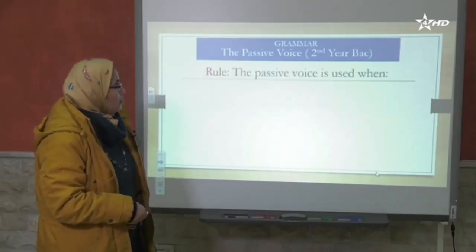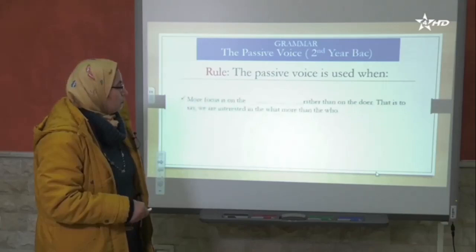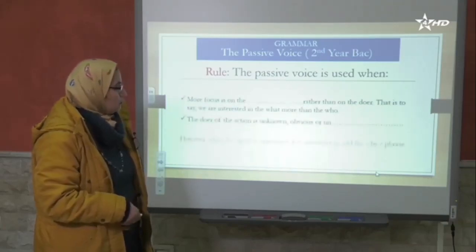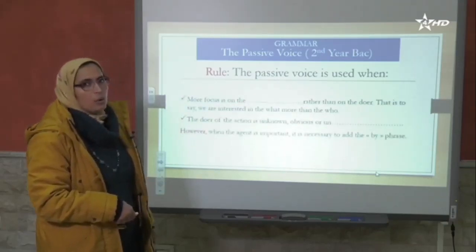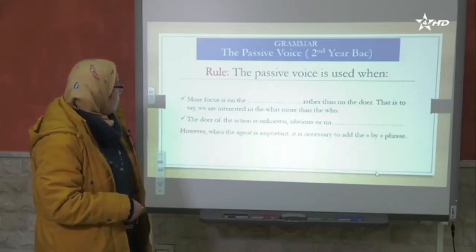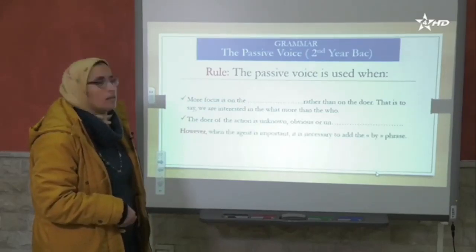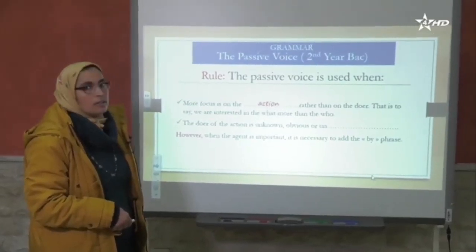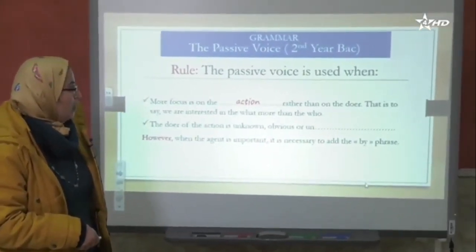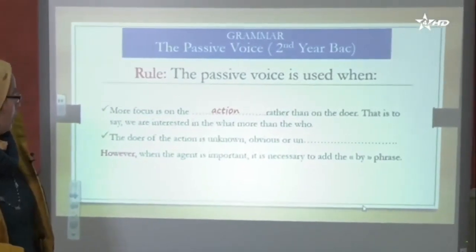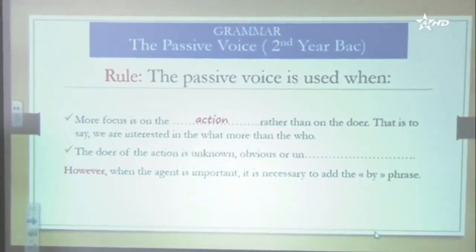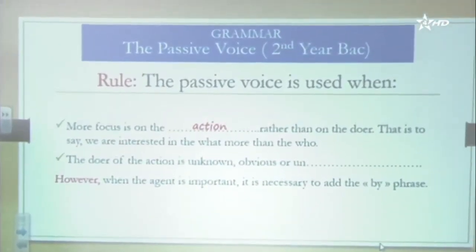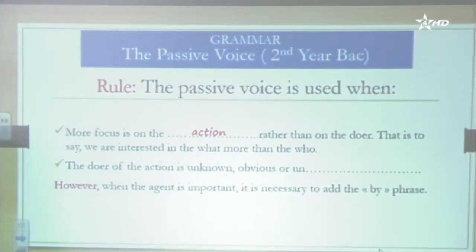The passive voice is used when? So when is the passive voice used? More focus is on the what? The action. Great. Rather than on the doer. That is to say, you are interested in the what more than the who. The who is not important.